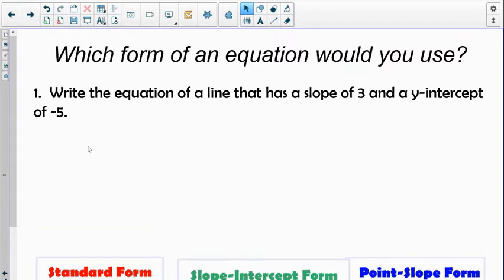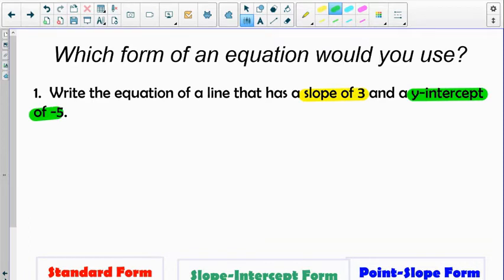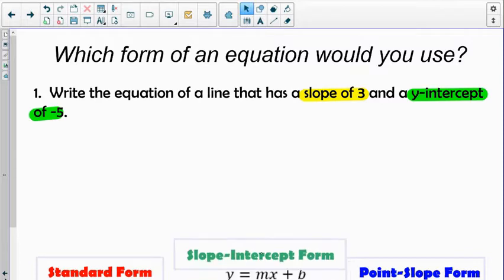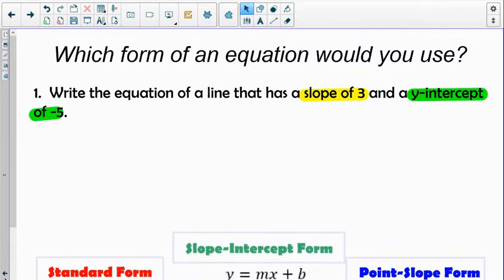So, number one, we are just trying to decide which form of an equation you would use if this was the question. Write the equation of a line that has a slope of 3 and a y-intercept of -5. To answer this question, it's important to understand the information that you're given. In this problem, we're given the slope of the line and the y-intercept of the line. So on something like this, we want to use slope-intercept form, again, because we're given the slope and the intercept of the line.